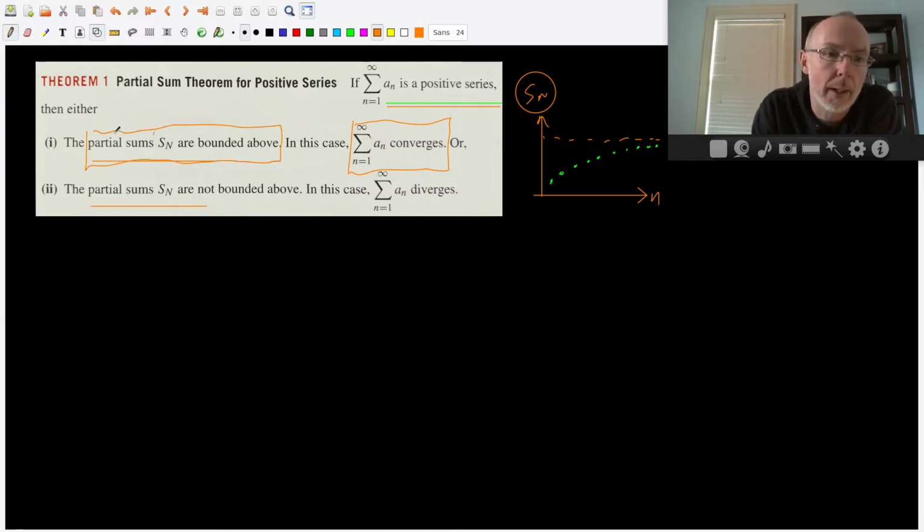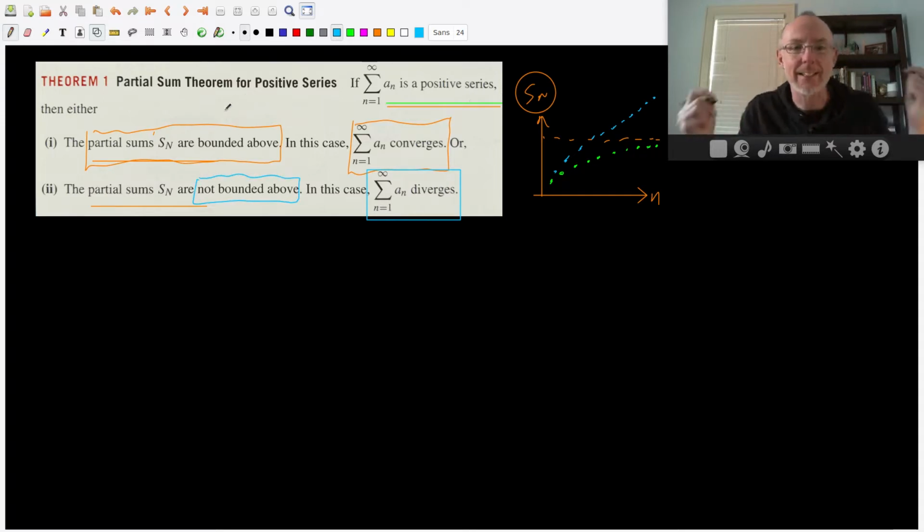sums are bounded above. And of course, if they're not bounded above, that means the partial sums are increasing, but they just keep getting bigger and bigger and bigger, then that sequence must diverge. Because the thing that's getting bigger and bigger is the terms as we're adding them together. So in other words, they're getting bigger without bound because they're not bounded above. So those ideas, let's use them to look at an example.